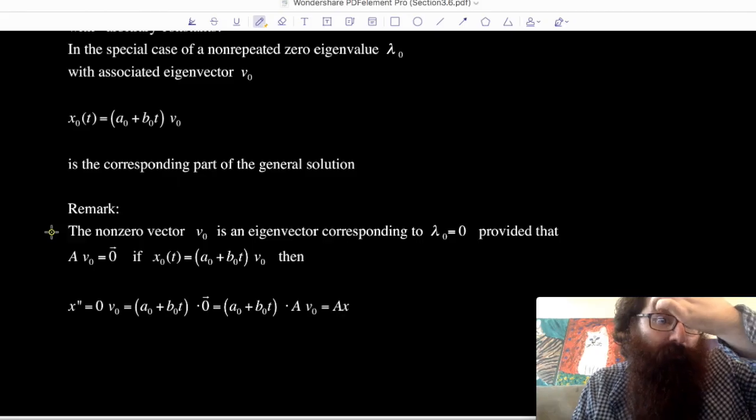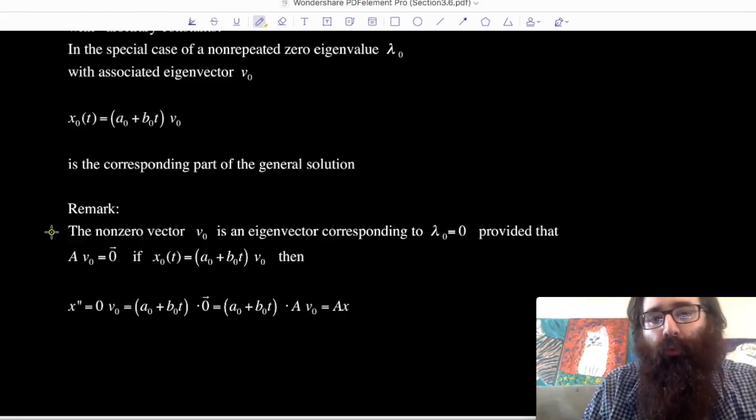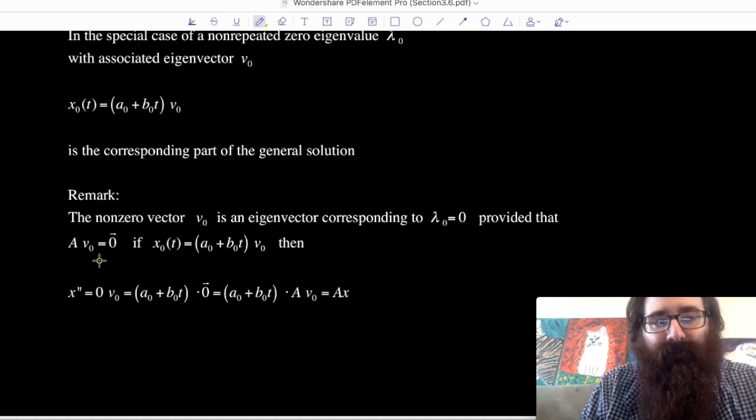It says the non-zero vector v is an eigenvector corresponding to eigenvalue 0, provided that A times v is the 0 vector. If x at t is equal to (a plus bt) times that eigenvector, then x double prime is equal to 0 times the eigenvector, which is equal to (a plus bt) times the 0 vector, which is true, which is equal to (a plus bt) times A times the vector v, which is equal to A times x.